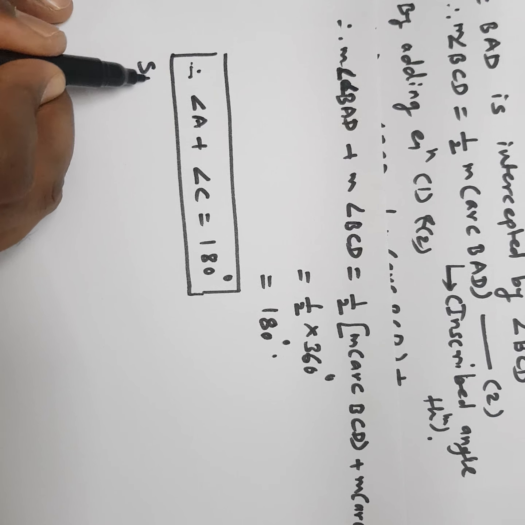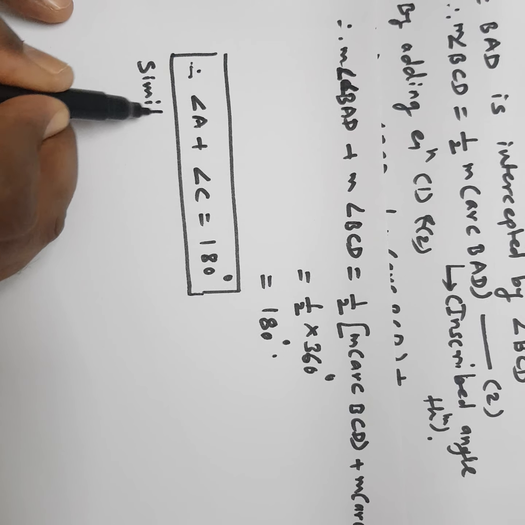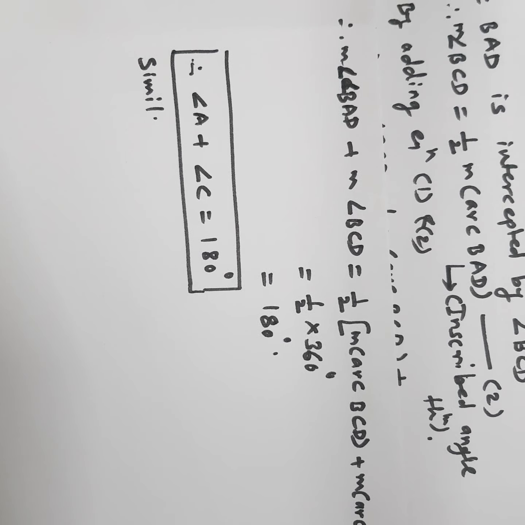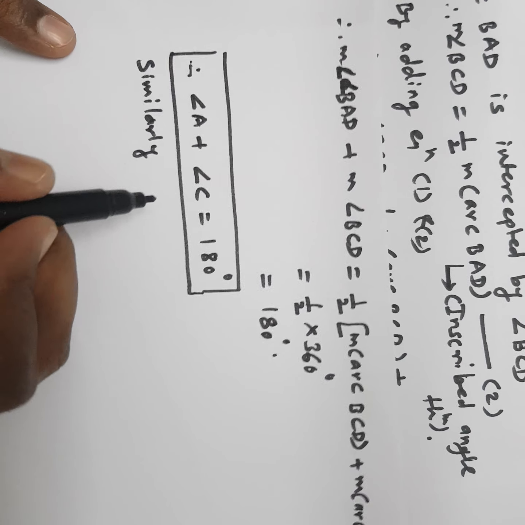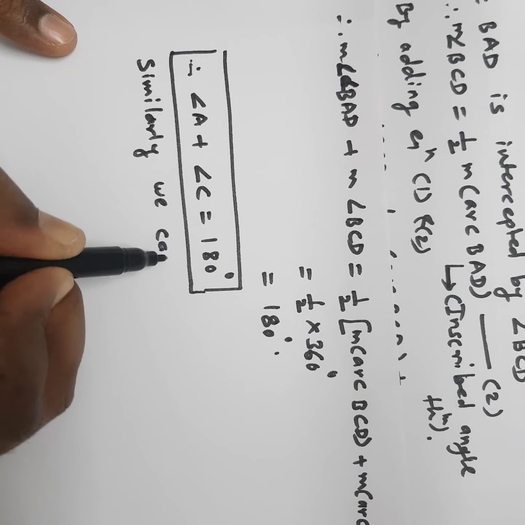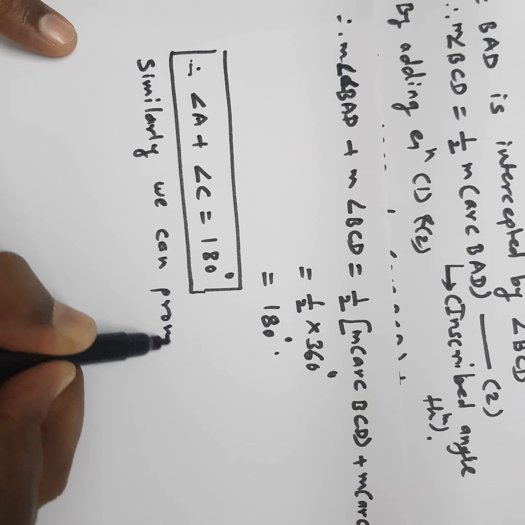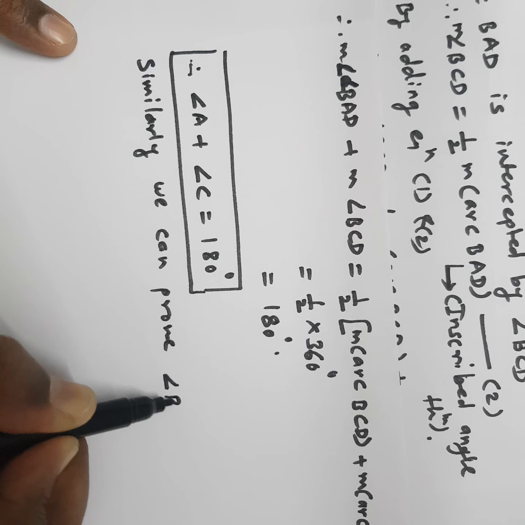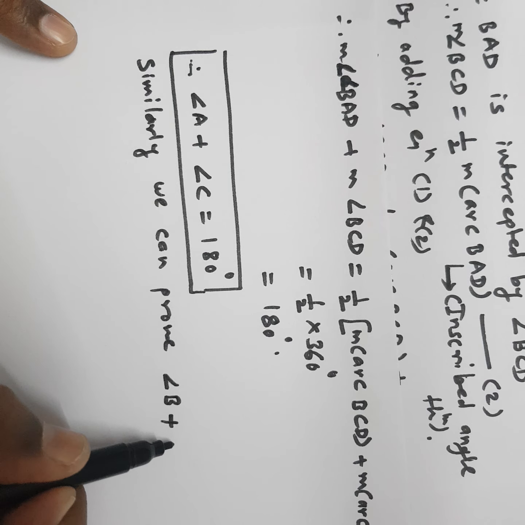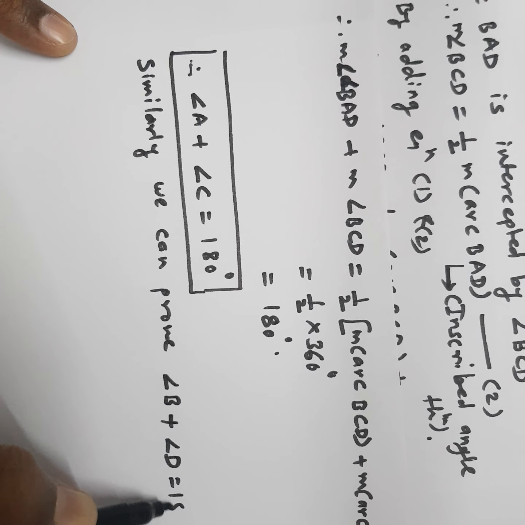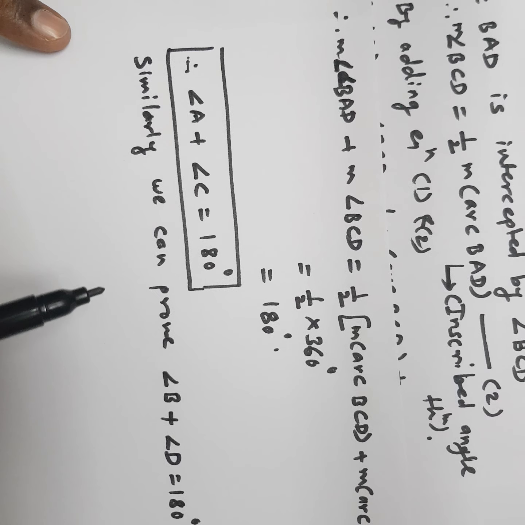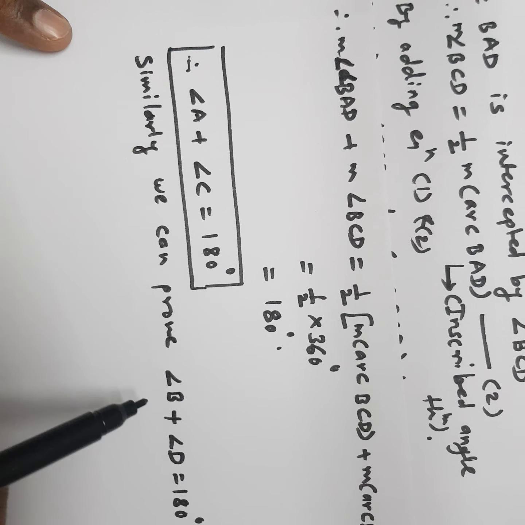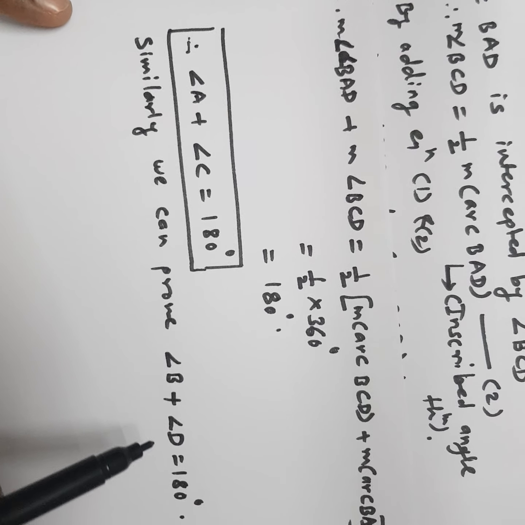Similarly, we can prove that angle B plus angle D is equal to 180 degrees. To prove this, we can use the inscribed angle theorem for angle B and angle D.